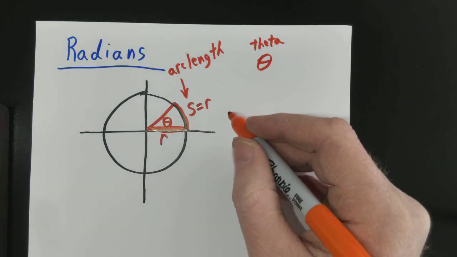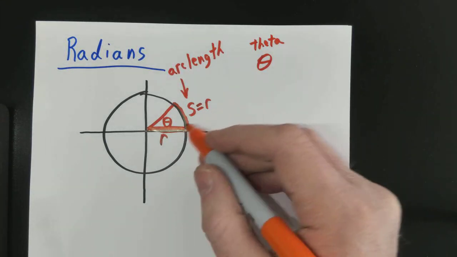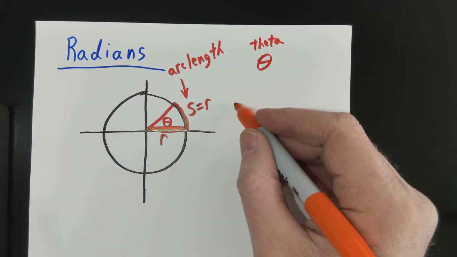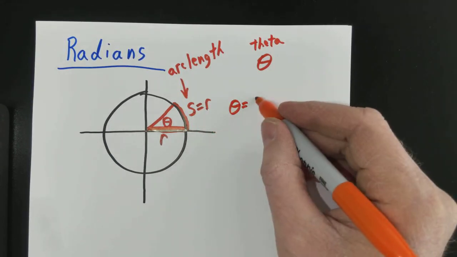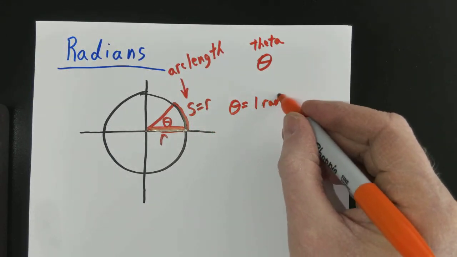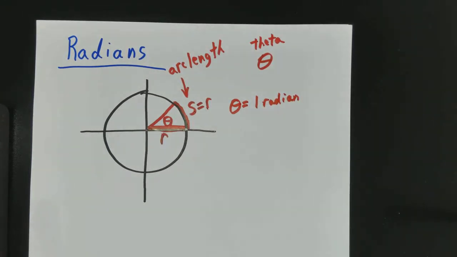And in this, when s is equal to r, theta is equal to 1 radian. That's how wide a radian is. It's the angle that it takes to cut off an arc the same length as the radius. So you with me there? Okay.